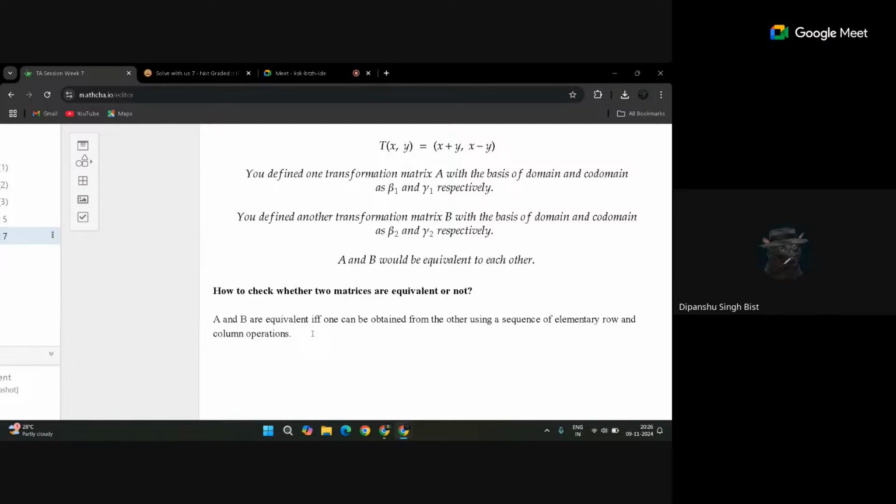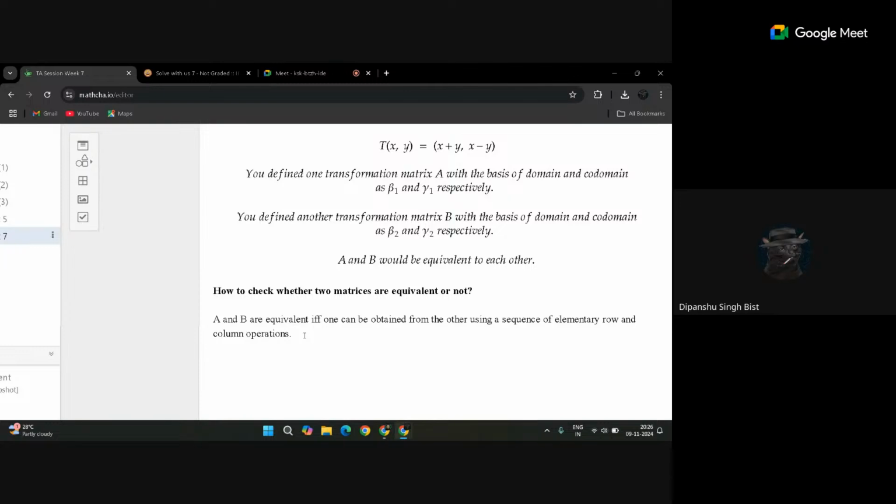Okay, so it's preferred that you use one operation at a time. Maybe if you're going with the row operation, you can stick to your row operations, or if you're going with the column operations, you can stick to the column operations.